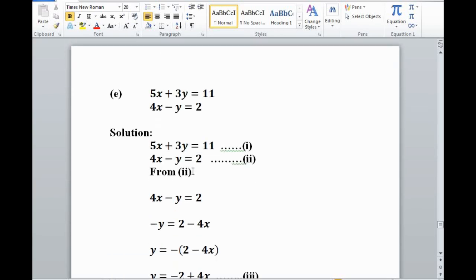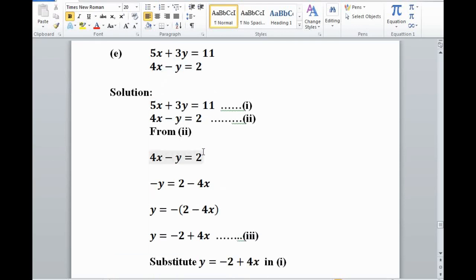Next part from this question is 5x plus 3y equals 11. I'm going to take this equation as equation 1. And the second equation, 4x minus y equals 2, as equation 2.